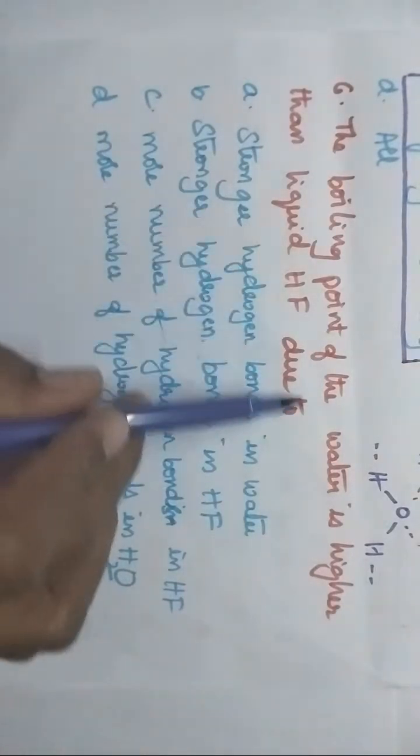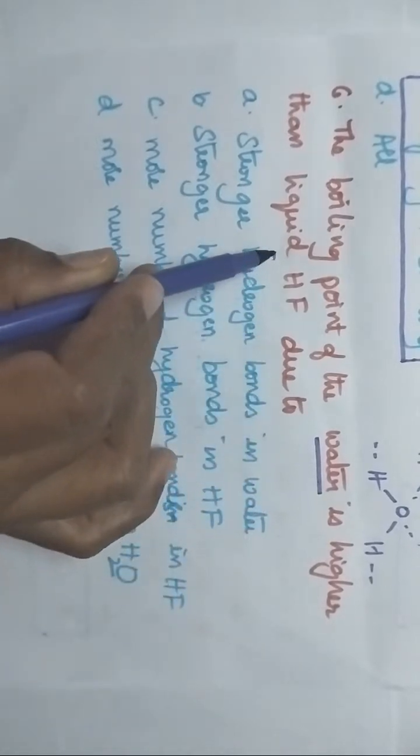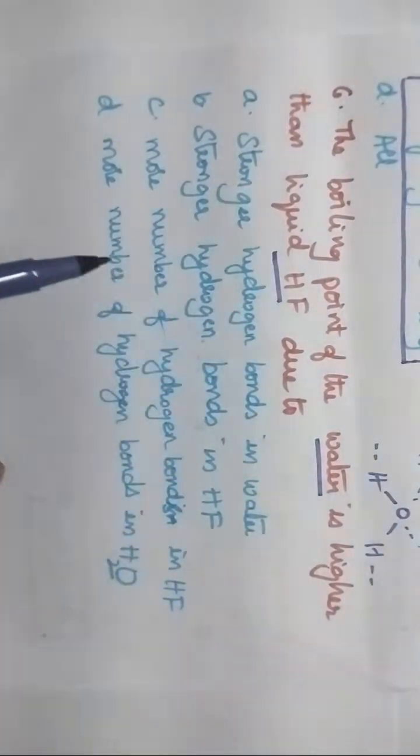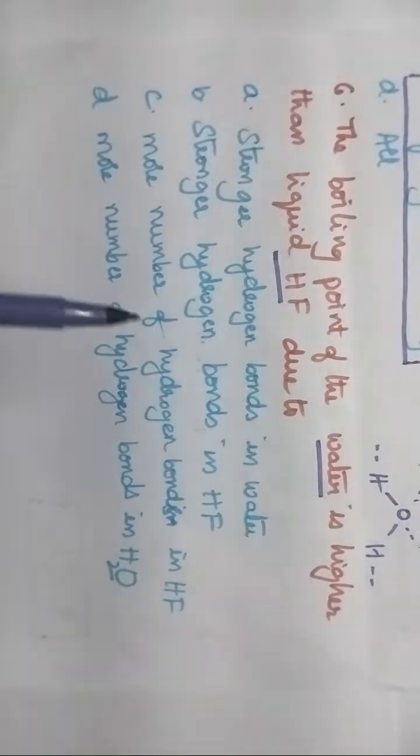The boiling point of water is higher than HF due to, though the hydrogen bonding in HF is strongest, the boiling point of water is higher than HF. Why? Banu, the hydrogen bonding is strongest in HF. Even then, the boiling point of water is high. Why?